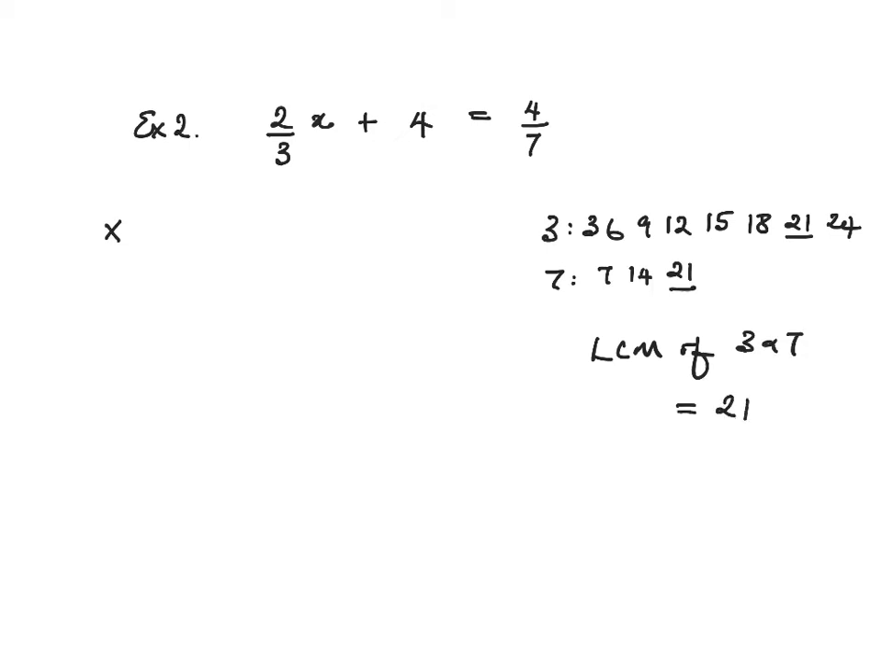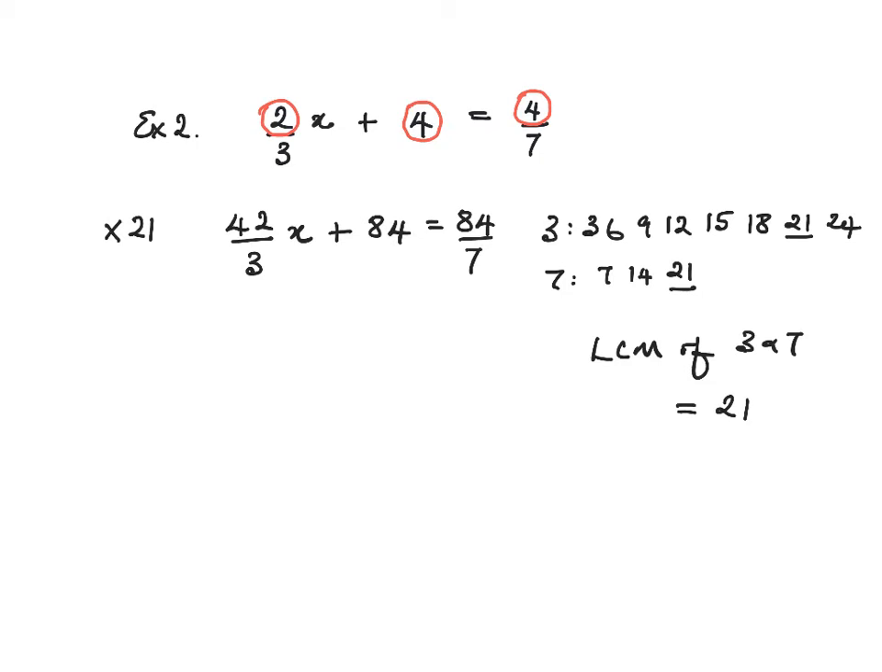So we're going to multiply by 21. What do we multiply by 21? We multiply the 2, we'll multiply the 4, we'll multiply the 4. 2 times 21 is 42. 21 times 4 is 84, and 21 times 4 is 84. Remember again to multiply all three terms, and remember not to multiply the denominator of the fraction.